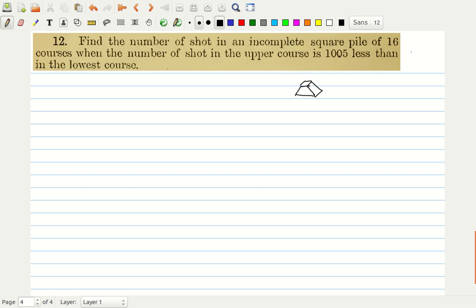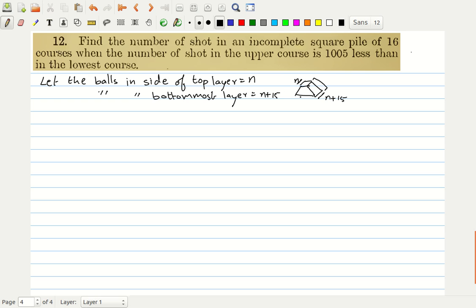It's an incomplete pyramid. Now we know that this number of courses is actually equal to 16, right? So suppose, let the number of balls in the square inside of the top layer be n. So I am saying that the number of balls in this is equal to n. So how many balls will be there in the bottommost layer? It will be simply n plus 15, and that will make 16 layers, right? So the balls in the bottommost layer is equal to n plus 15, right?